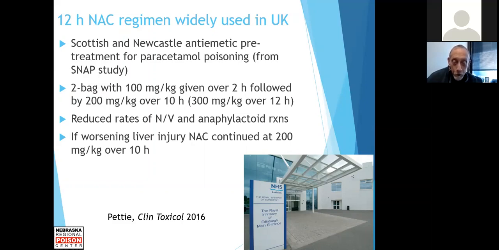And I think if you ask most non-toxicology physicians in the US about SNAP, they'll probably think you're talking about food stamps. But they've had very good results with it in the UK, and I think at some point it'll probably come over here.